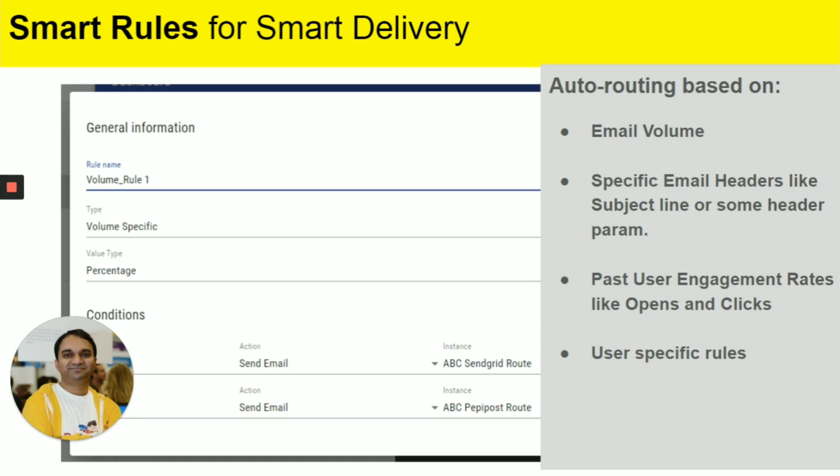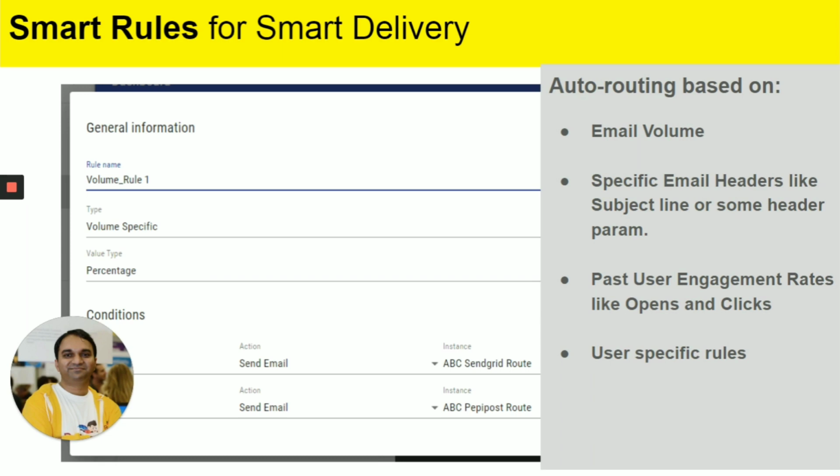Or you can even have routing rules based upon the from address. If the from address is so and so, send it from SendGrid. If the from address is so and so, then send it from PeppyPost. The next important thing, which is very important, is: based upon past user engagement trends, can you do the routing between the providers? So if I am getting good open rates, for example, if I am getting a 20% open rate, then keep sending email from the new vendor, that is PeppyPost. If the open rate is lesser than 20%, then keep sending from my older vendor, that is SendGrid. So that's the type of routing rule you can define here.